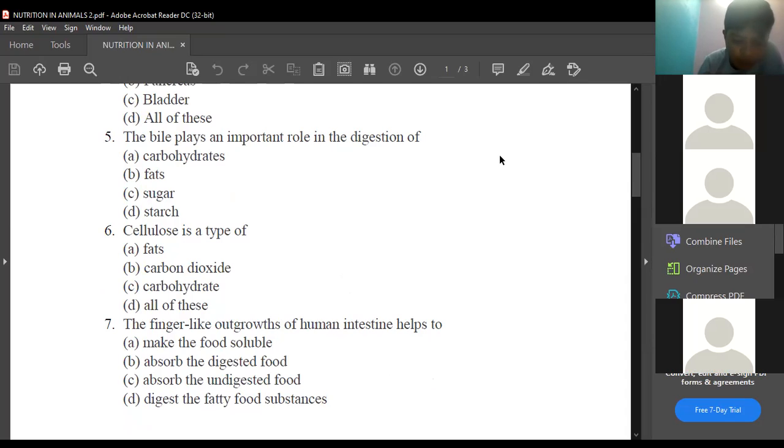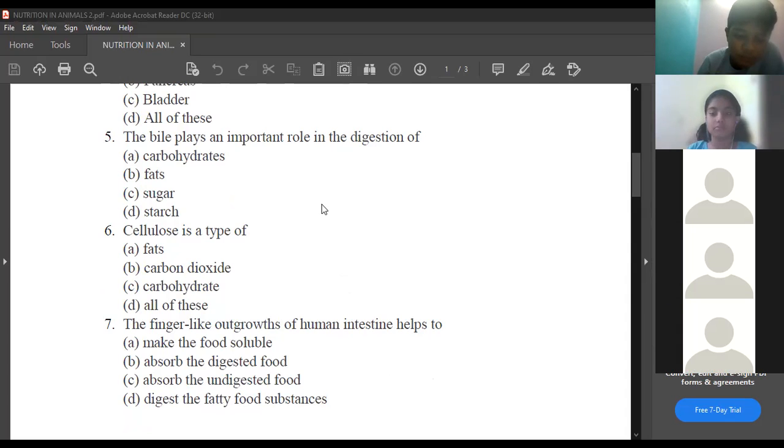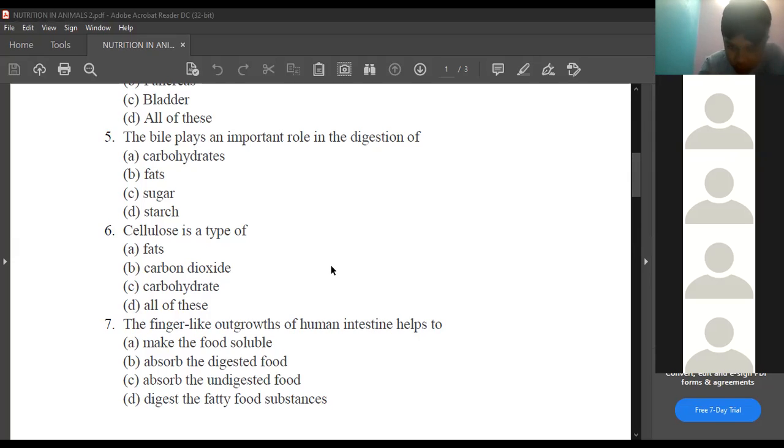What is the answer? Mahavir, what is the answer for the seventh question? Sir, to absorb the digested food. The finger-like outgrowths of the human intestine help to absorb the digested food. Okay. Sir, it does not digest the fatty food substance. No, sir, it is digested food only. Digested food only.